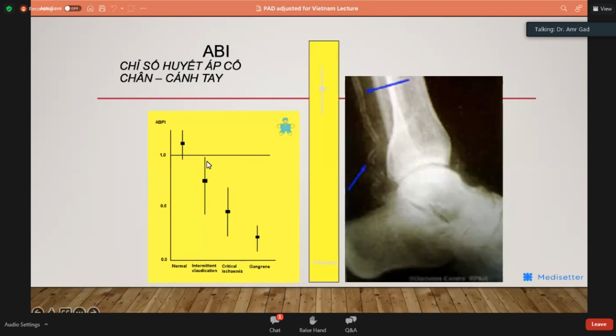When the ankle brachial index is around 0.7, we can say it is mild ischemia. If we reach 0.5 and below, this is moderate to severe. If we reach 0.3, this is threatened limb ischemia or gangrene. Gangrene is below 0.3, critical ischemia is below or around 0.5, and 0.7 is intermittent claudication. The first one is the normal ankle brachial index.